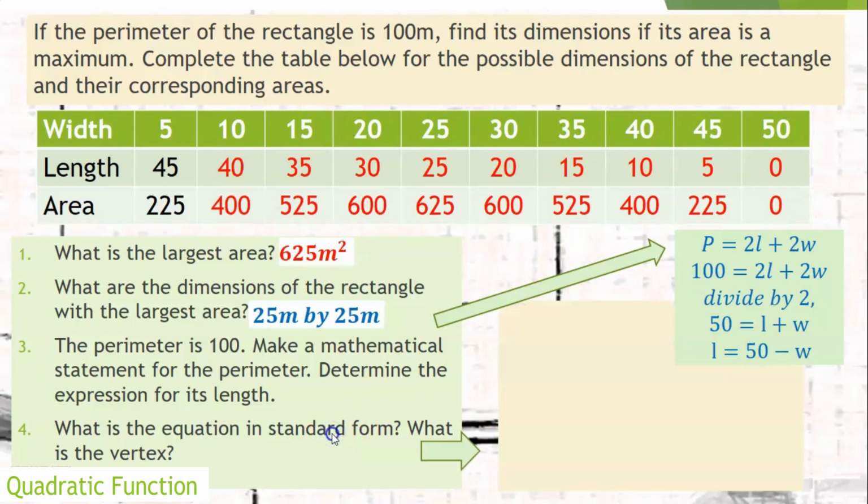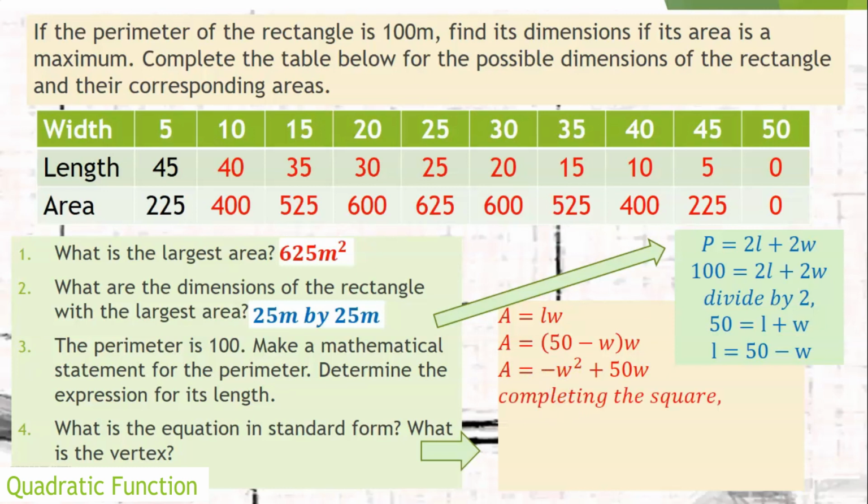What is the equation in standard form? We will have length times width, so that would be 50 minus W times W. Distribute W to the terms inside, and we will get this. Now we can rewrite this to vertex form by completing the square.